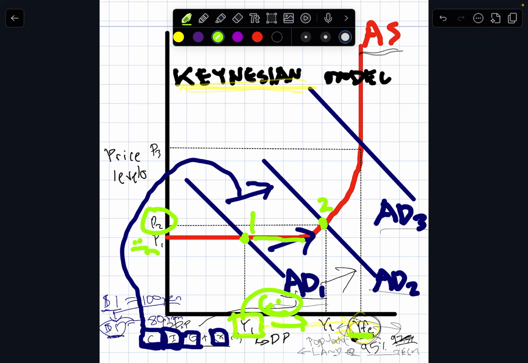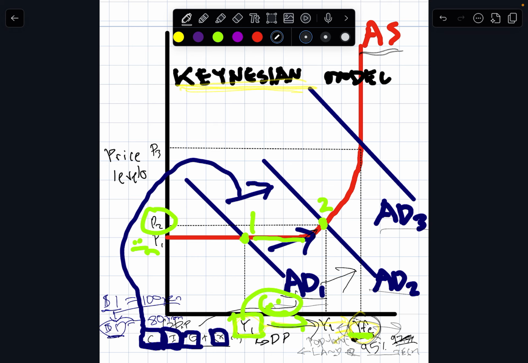One pivotal difference between classical and Keynesian: in classical, when we see aggregate demand shift to the right, what happens? Yeah, we have more GDP, but price goes up, right, from here to here. Now, with Keynesian, we have managed to raise GDP with very little increase in price. And the theory here is because there's no inflationary pressure.